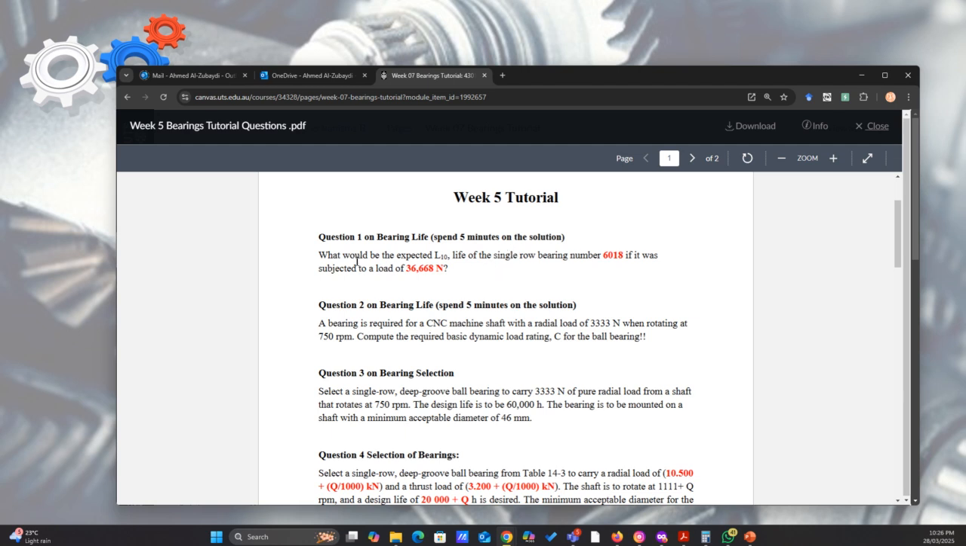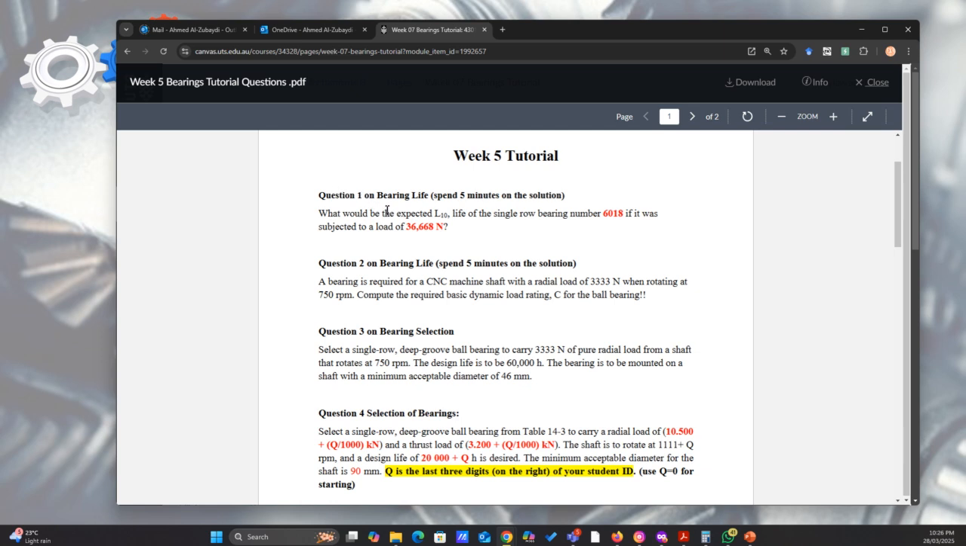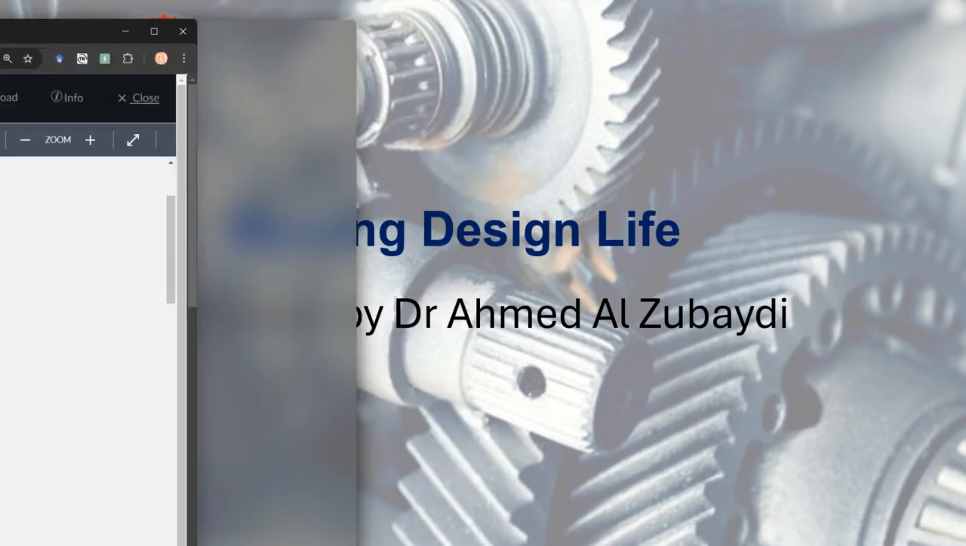So here we are required to find, sorry, let me expand that. Okay, so required to find the expected life of the single row bearings number 6018 if it was subjected to a load of 36,668 Newton. So before we get to start the solution process, we need to go briefly about the calculation for the life.